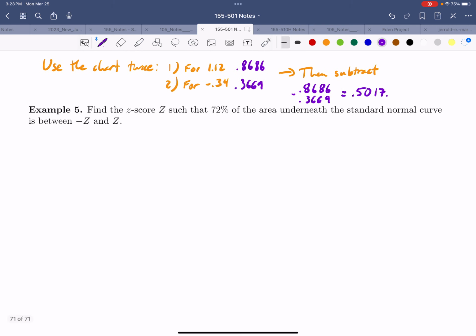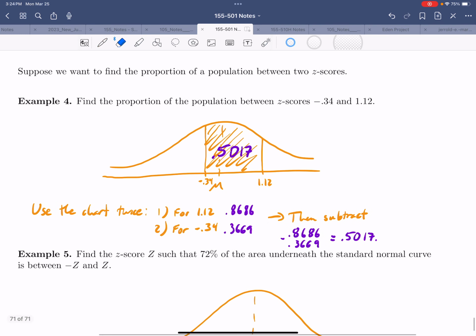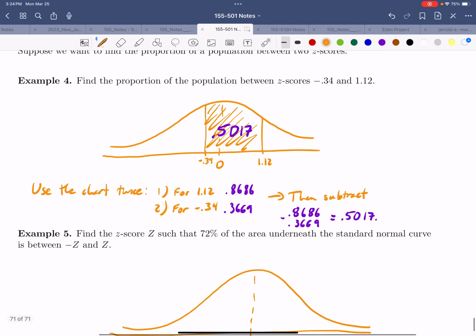The way to do example 5: find the z-score such that 72% of the area underneath the standard curve is between negative z and z. This is a little tougher, but again, nothing crazy. We just need to think a little bit differently. The key thing here is that the mean, which by the way is 0, and the curve is symmetric about the mean. I'm calling this the mean, but I could really call this 0, just to be clear.